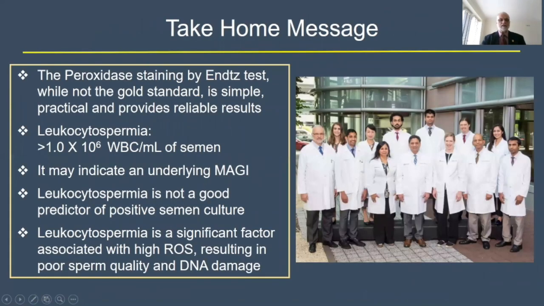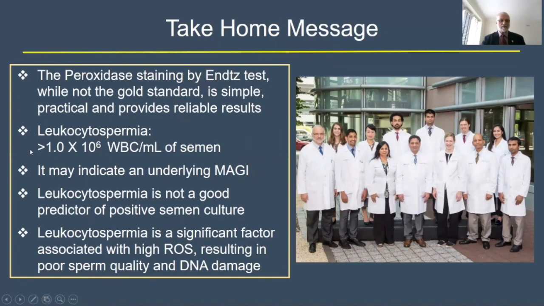And with this, I want to provide the take-home message. The peroxidase staining by the ENS test or the toluidine blue stain, while it's not a gold standard, is simple, practical, and provides a reliable result.